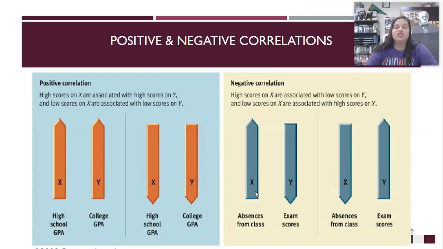In a negative correlation, remember, one increases and one decreases. As the number of absences from class increases, it correlates with lower exam scores. Fewer absences from class correlates with higher exam scores. So the direction just is in the opposite direction. Sometimes it's really just how you word it, because sometimes the correlations could be very similar, it just depends how you word it.